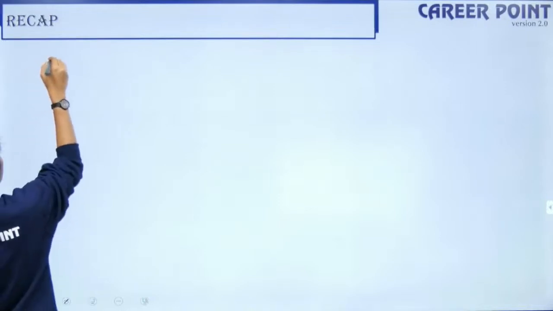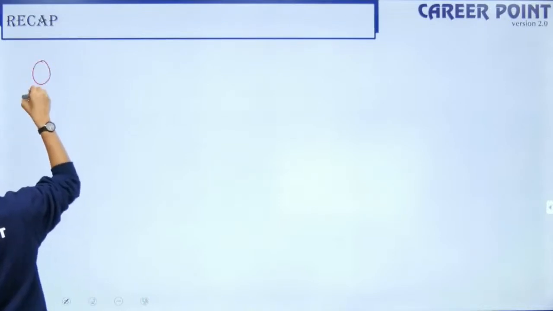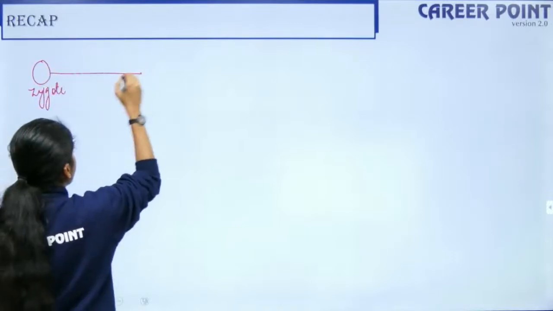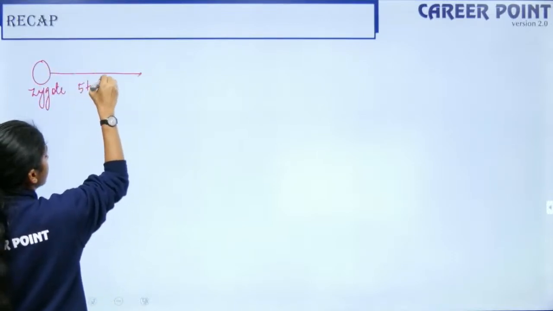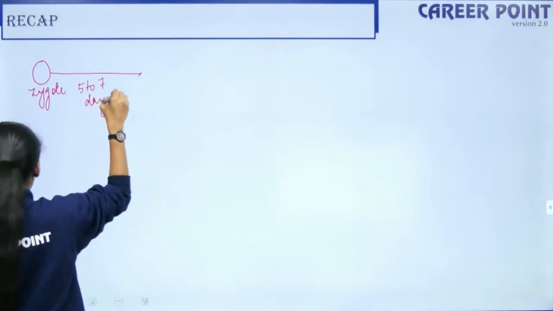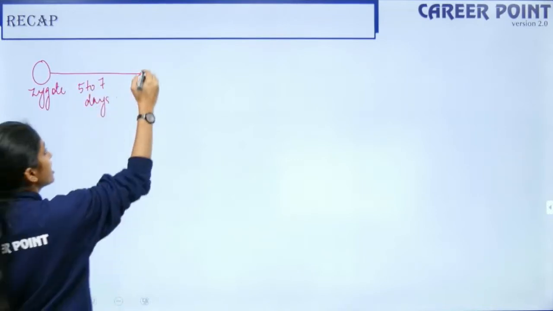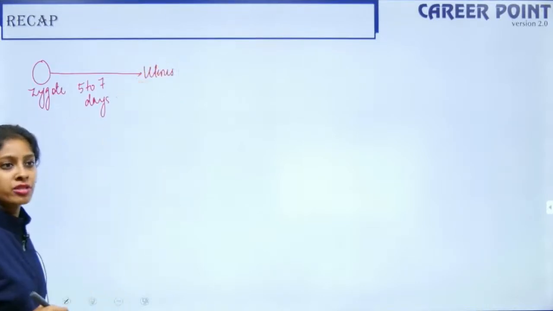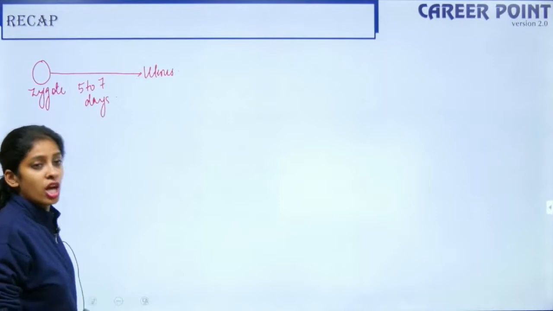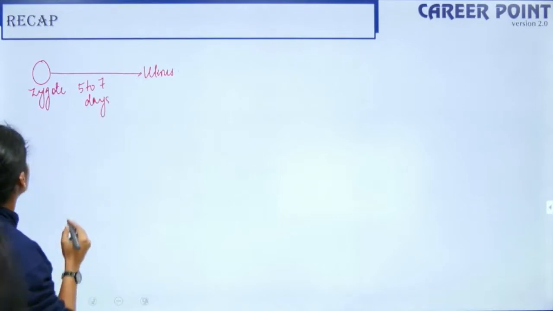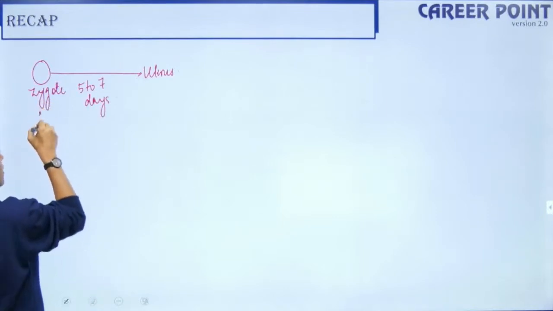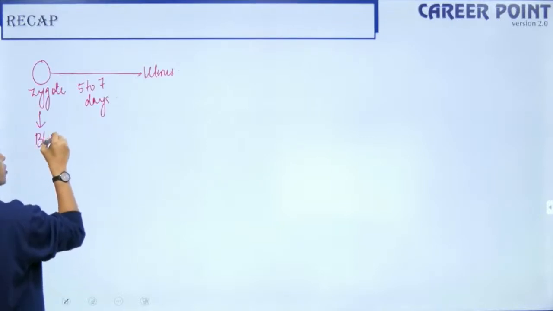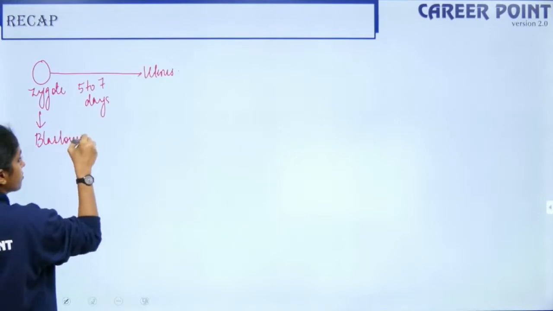Once the fusion has happened and the zygote has formed, the zygote takes nearly 5 to 7 days to reach the uterus. The uterus is the place where it gets implanted. So what happens in the meanwhile? In the meanwhile, the zygote undergoes a series of divisions. This series of divisions produces blastomeres.